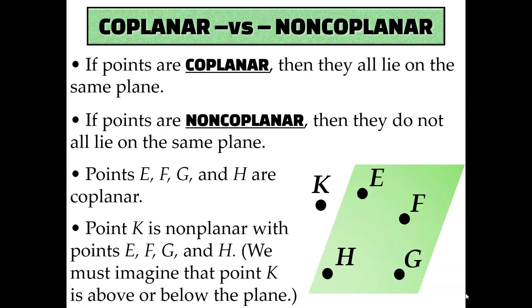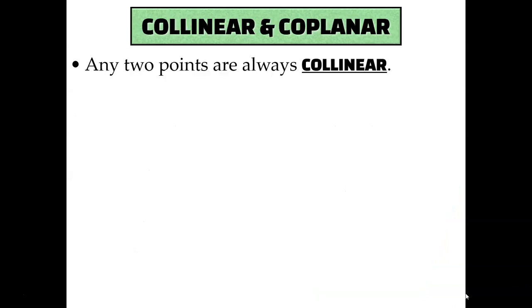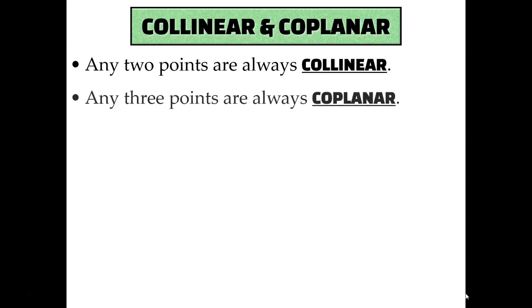So even though it looks like if you were to extend that parallelogram that represents the plane, it would eventually intersect with K, you have to imagine that K is not on the same plane as the other 4 points. It's also important to note that any 2 points are always collinear, and any 3 points are always coplanar. Let me explain what I mean.